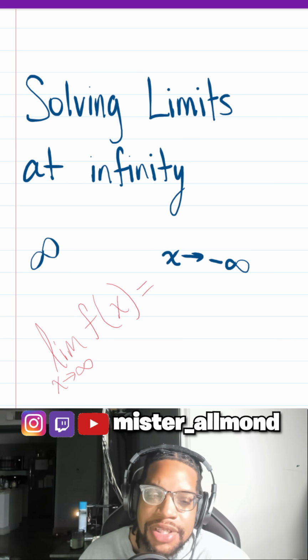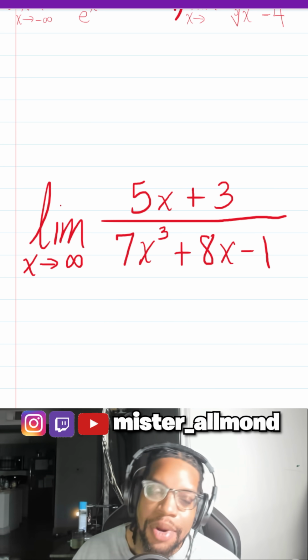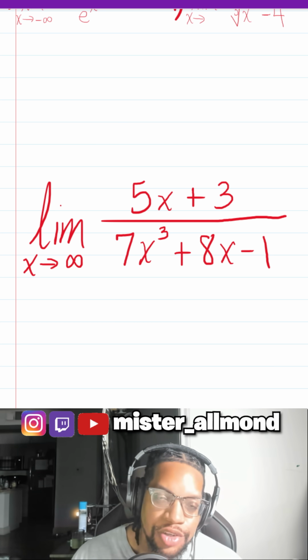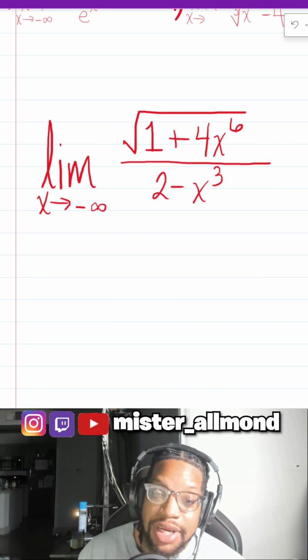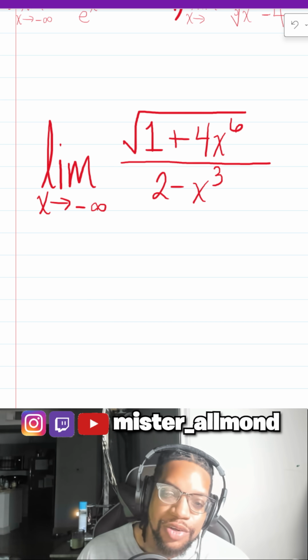When it comes to solving limits at infinity, I know what you're probably used to. You're probably seeing limits like this, where it's just some polynomial over some polynomial, and you just compare the exponents. Or maybe you've seen limits like this, where it's a polynomial on top and a polynomial on bottom, and you've got to do a little bit of thinking.